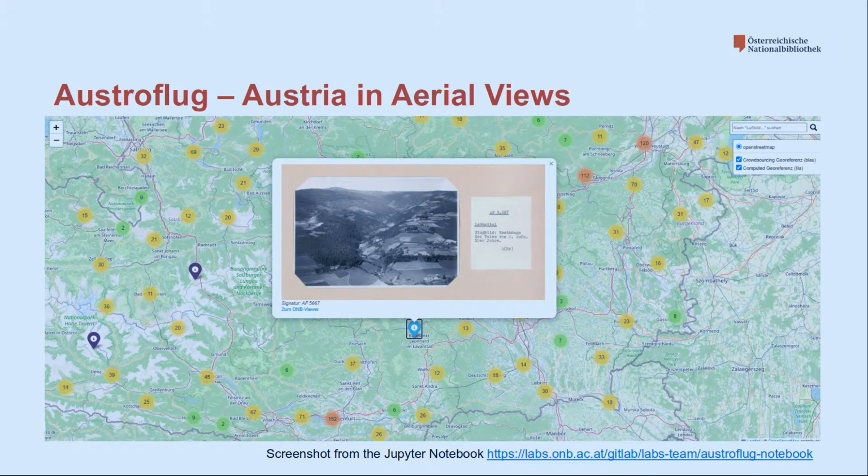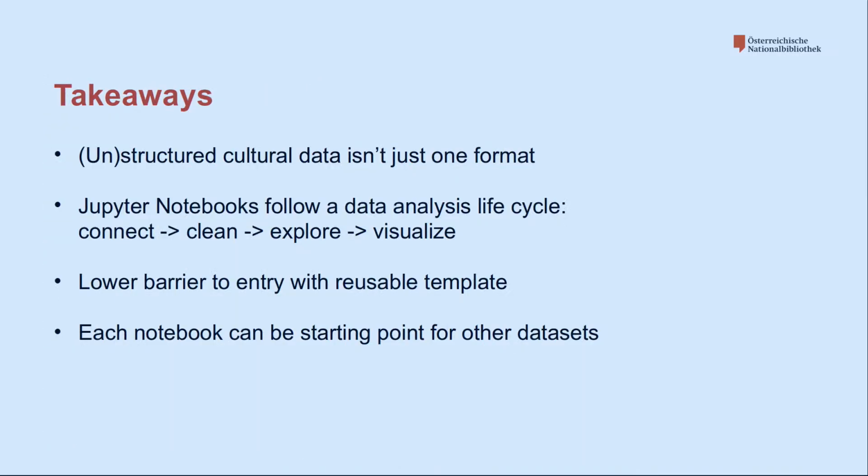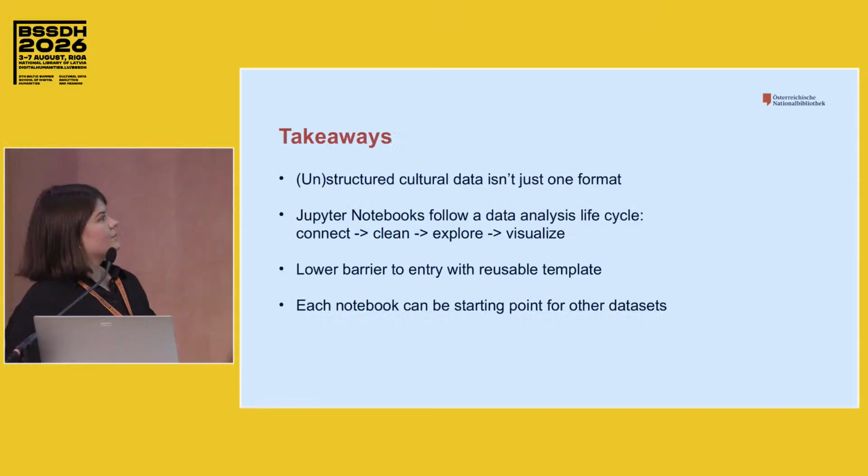We have two colors, blue and purple. The blue ones are computed by us, so you know that there could be a mistake, and the purple ones are the crowdsourced aerial view pictures, so you know they should be highly accurate. And this brings me already to my last slide.